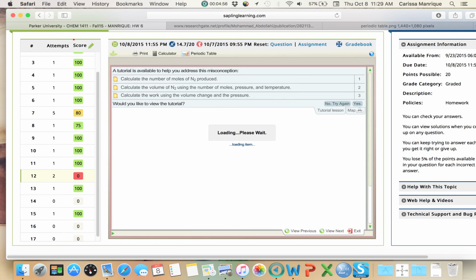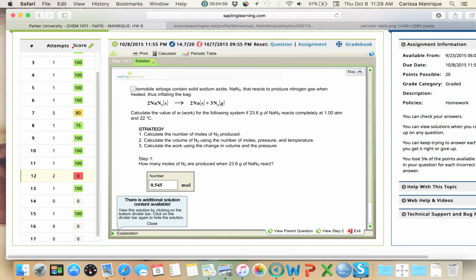So the first thing we need to do is, well, it says an automobile airbag contains sodium azide that reacts to produce nitrogen gas when inflating the bag. Calculate the work of the following system. If 23.6 grams of sodium azide, so if all of this reacts completely at 1 atmosphere and 22 degrees Celsius to form your nitrogen gas, okay? So the first thing we're going to do is find how many moles of nitrogen gas.